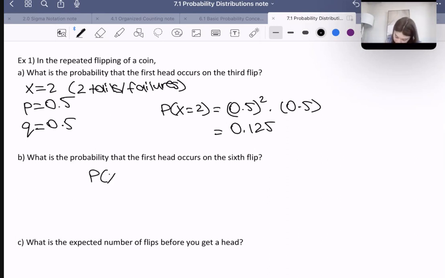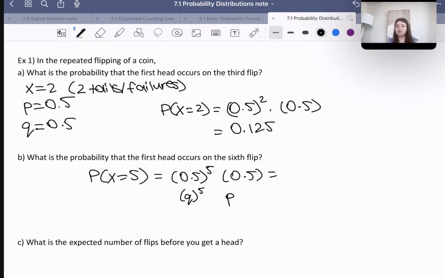So for this one, we're going to find the probability that x equals 5, that we need 5 failures before the sixth flip is a success. So that's going to be 0.5 to the power of 5, right? And I should put in brackets, this is q to the power of 5. And then this one is p, which is also 0.5.